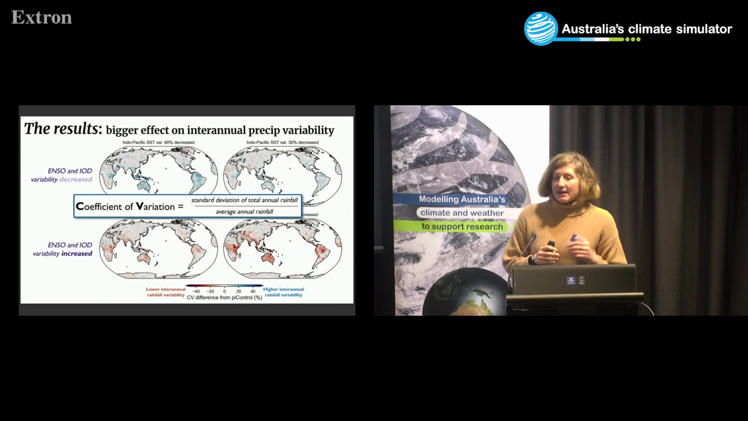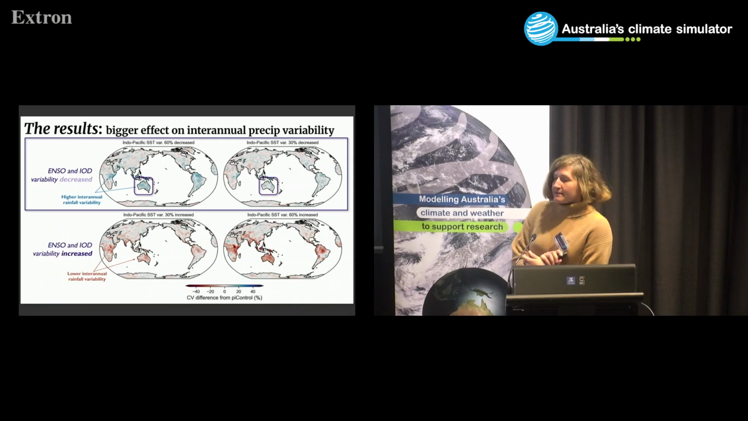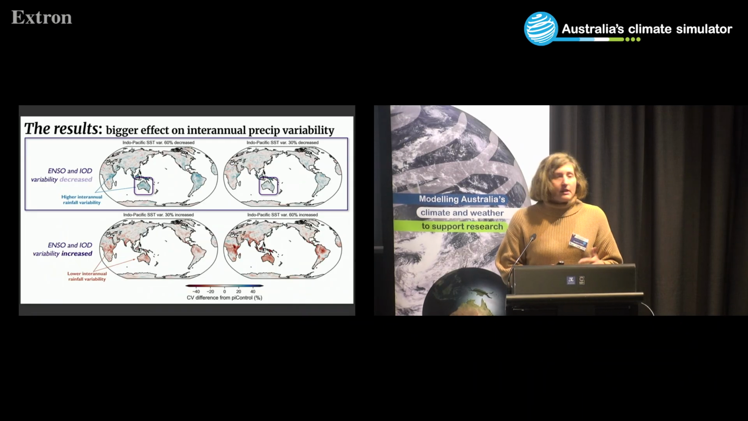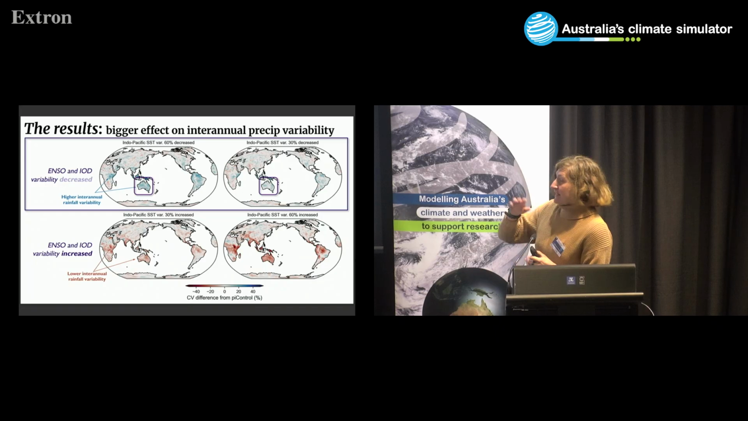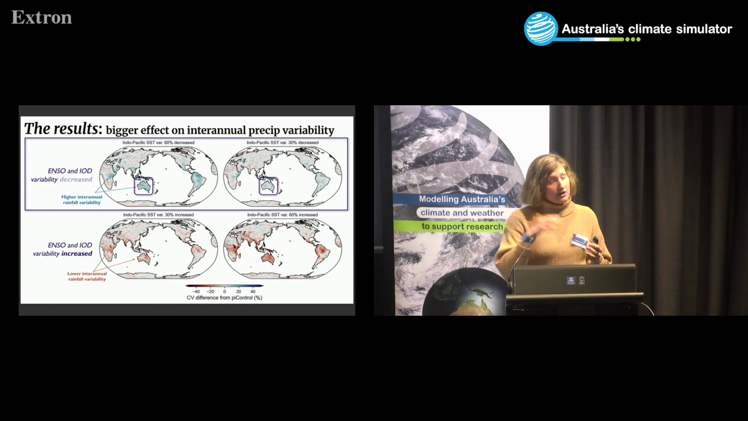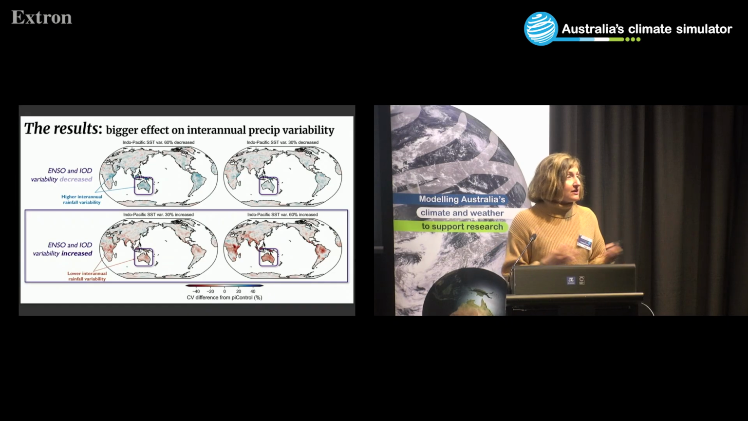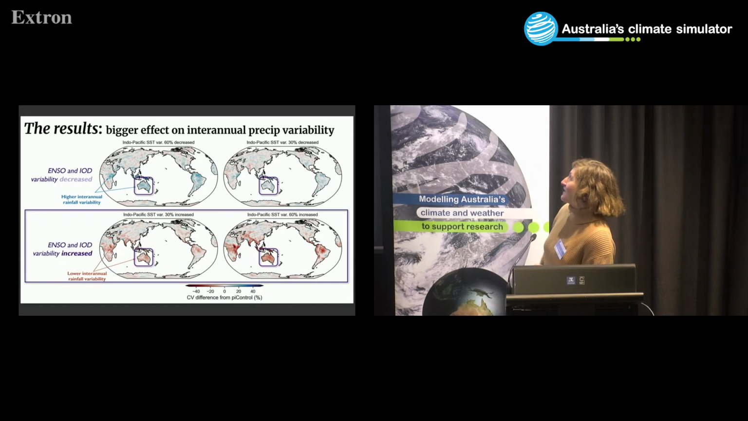Now we're looking at interannual rainfall variability as summarized by this metric, the coefficient of variation. Here we can see that when ENSO and IOD variability is decreased, year-to-year rainfall variability across the entire Australian continent is actually increased. Conversely, when ENSO and IOD variability increases, there is less year-to-year rainfall variability across the Australian continent and indeed a lot of the tropics and mid-latitudes.